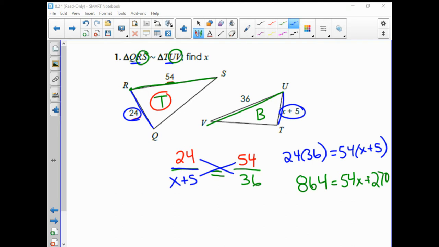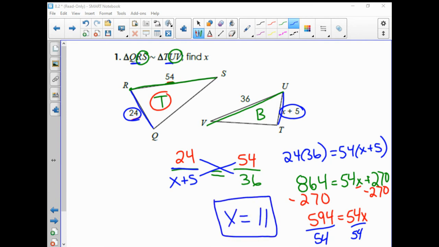Now to solve, again, we're trying to solve for our x right here. So let's subtract our 270 from both sides. 864 subtract 270 gives us 594. That's equal to 54x. Then to solve here, all you're going to do is divide it by that 54, and our calculator tells us that x is equal to 11. And you're done. Notice, watch out, the next question, I think it's going to ask for a side measure, but this one just wants x, so x is 11.